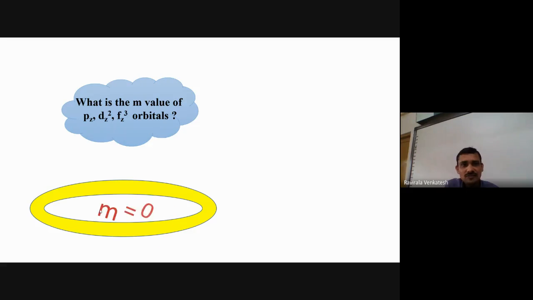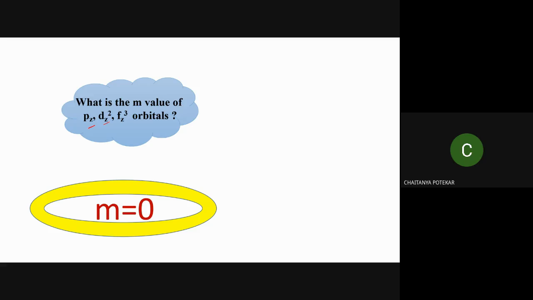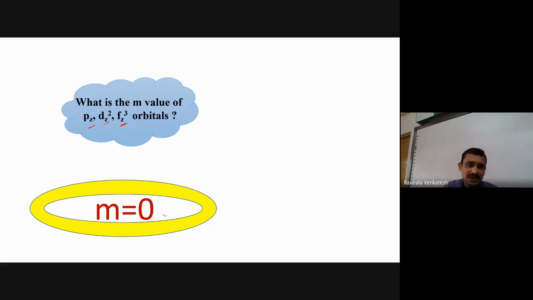Now, what is the m value for pz, dz square, and fz3? For pz, anywhere you take z, z indicates 0. m is equal to 0. This is very simple to understand here. As z is equal to 0, we'll get m is equal to 0 only.